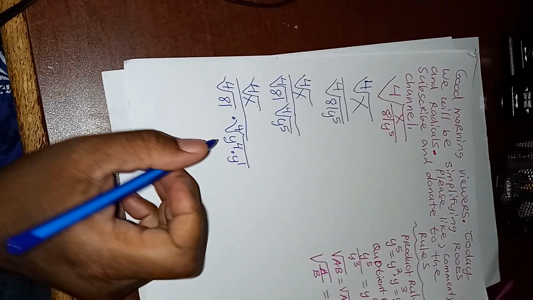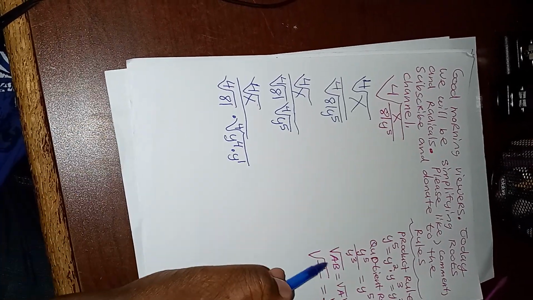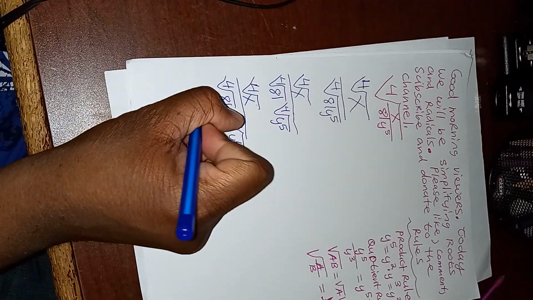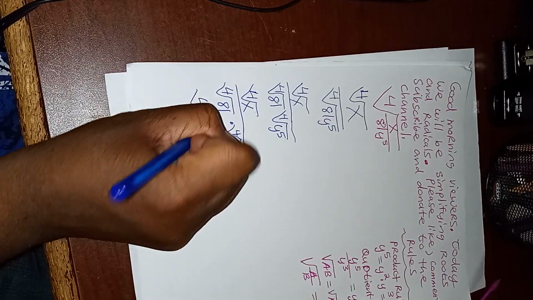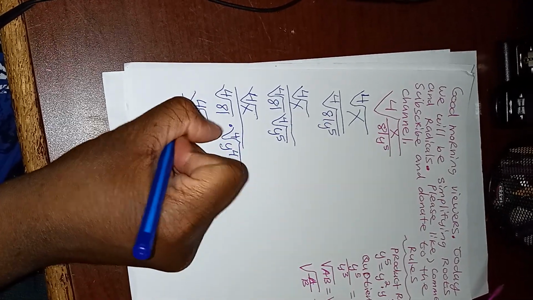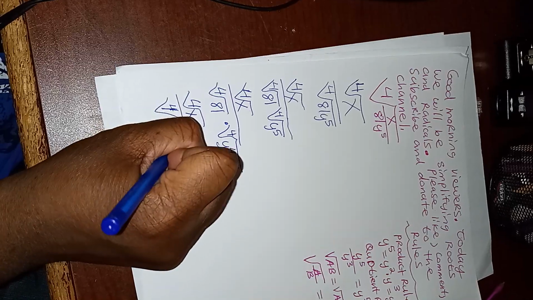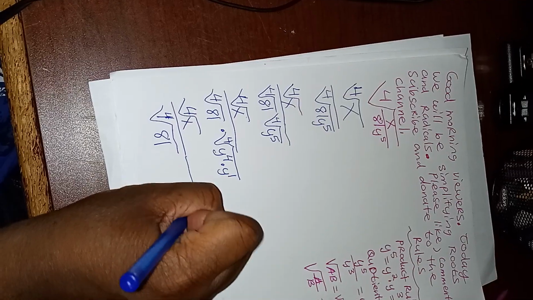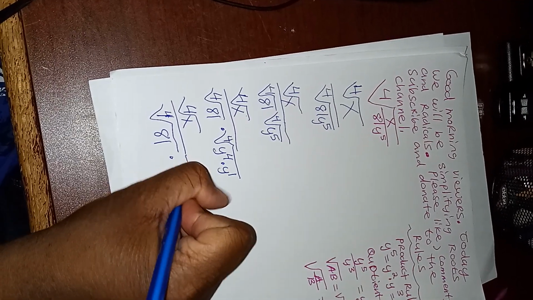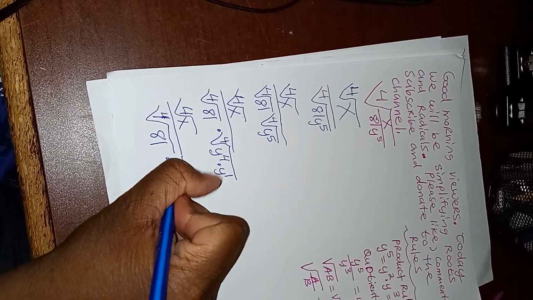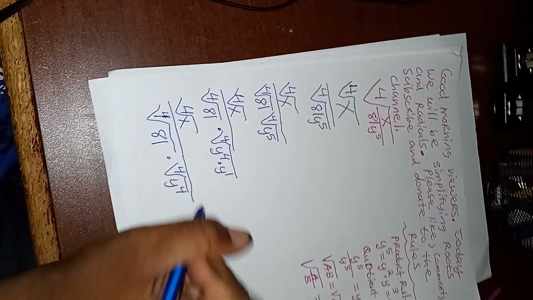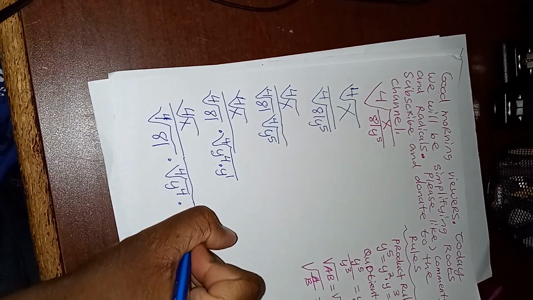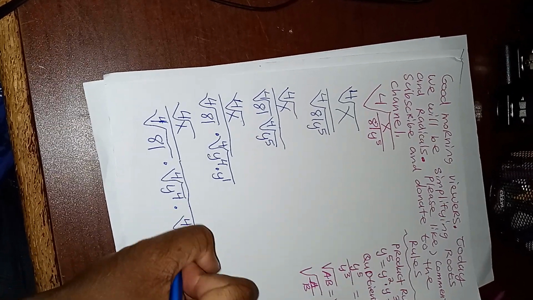And then this can be split further apart using the square root of AB rule, square root of A times square root of B is equal to square root of AB. So the fourth root of x divided by the fourth root of 81 times the fourth root of y to the fourth times the fourth root of y to the first.